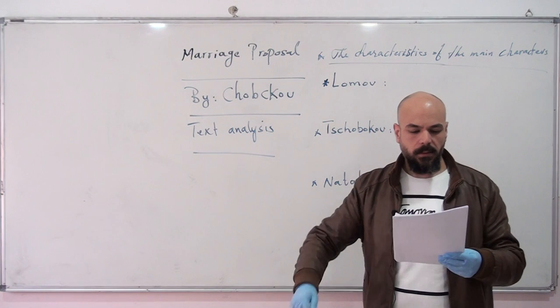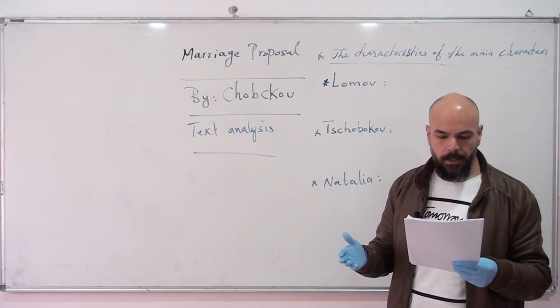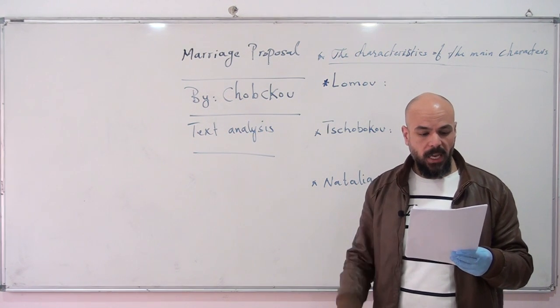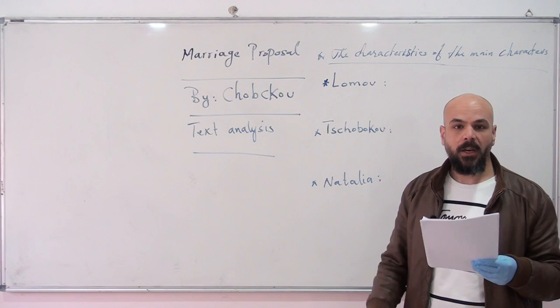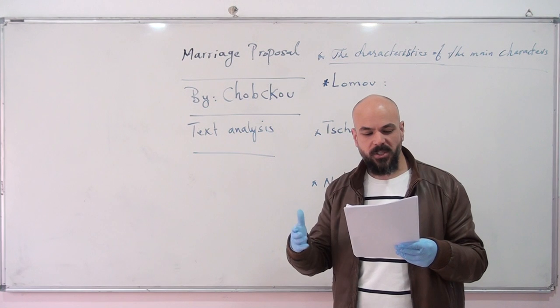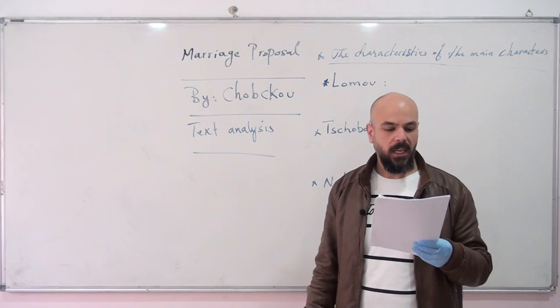Lomov is a man in his mid-30s, likely to be nervous or sensitive, with stubbornness and hypochondria: extreme depression of mind or spirits, often centered on imaginary physical ailments.